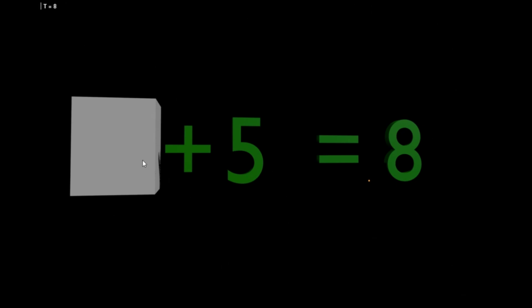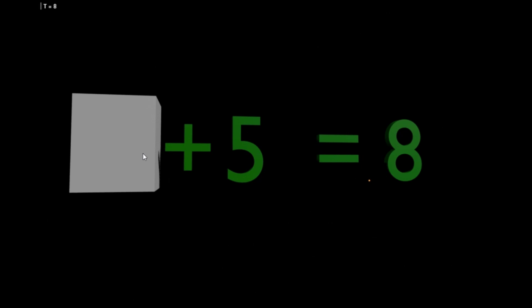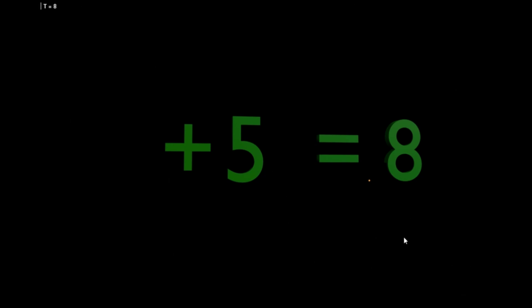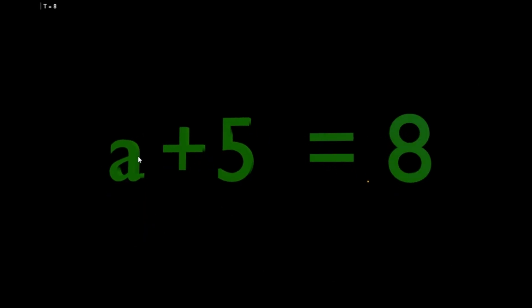Now, instead of using boxes, look, it's still there. You can see it's still there. Instead of using boxes to hide the number, suppose we use a letter. Instead of having a box there, what should we go for? Let's put that, there we go. So we have a letter there.